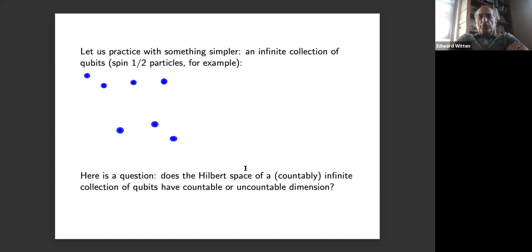So let's practice with something simpler, an infinite collection of qubits. You can think of a qubit as a spin half particle. And I arranged a few at random on the slide to suggest that there's no structure at all except we have an infinite set of qubits. So here's a question. Does the Hilbert space of a countably infinite collection of qubits have countable or uncountable dimension?